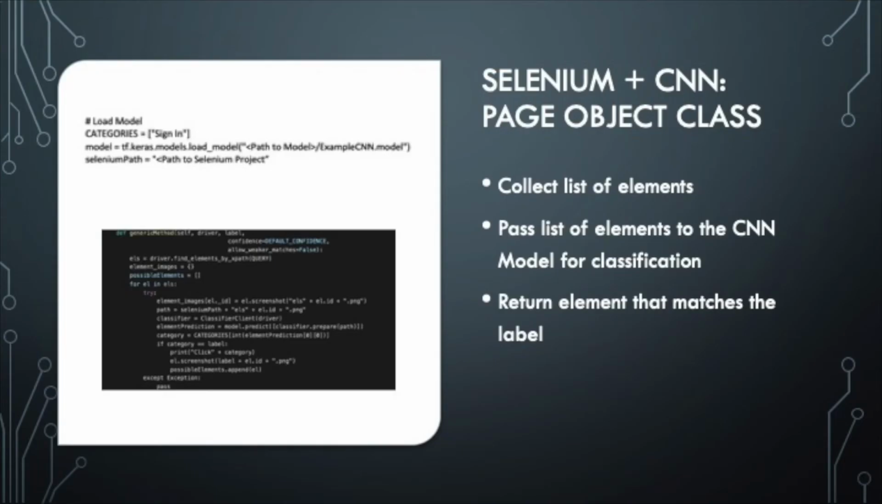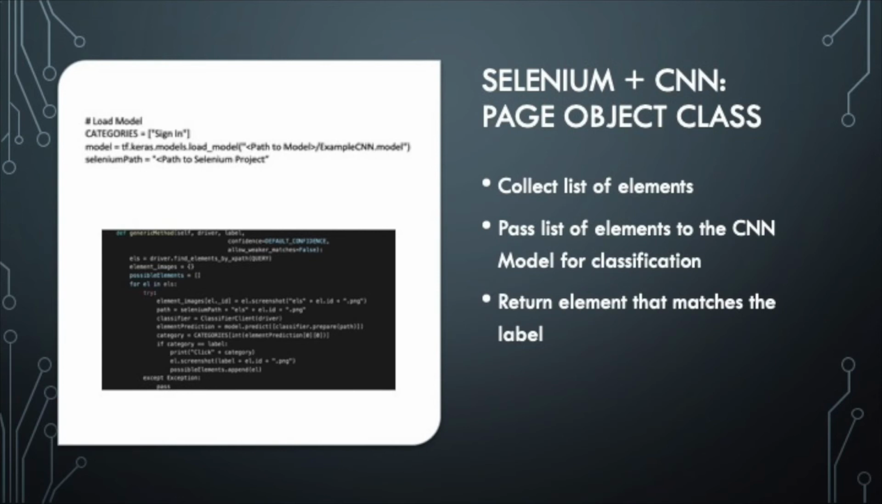Now let's jump into what's happening in the generic method within the page class. Within the generic method, we set our driver to find elements by a query parameter that is being set above. We then create a dictionary for our element images to be stored in called element images. Then we create a list to store all of the elements returned from the convolutional neural network called possible elements. Remember, the convolutional neural network may return more than one, depending on the model's accuracy.